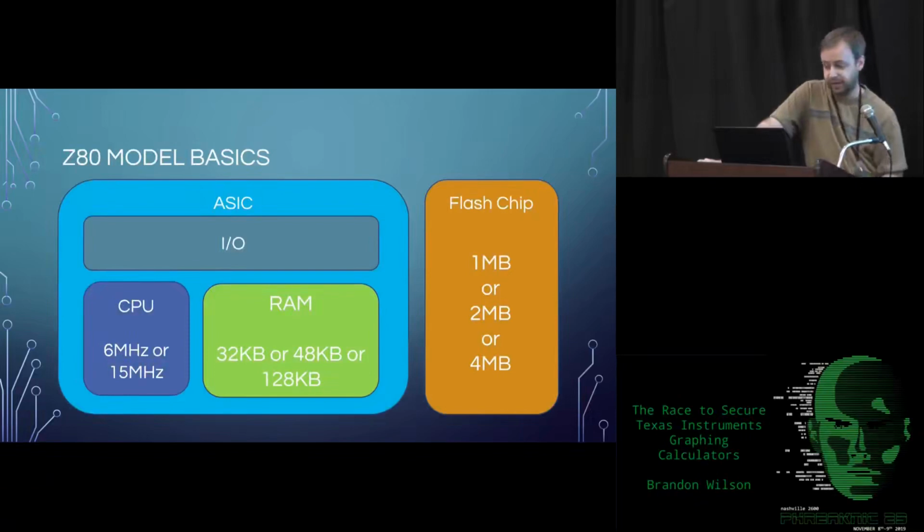So at a hardware level, the Z80 models really get us to three things. You have the ASIC, and then the flash chip, and then all the other hardware that the ASIC interacts with, such as the LCD display, the USB ports, the I/O ports, the keyboard, and all that.